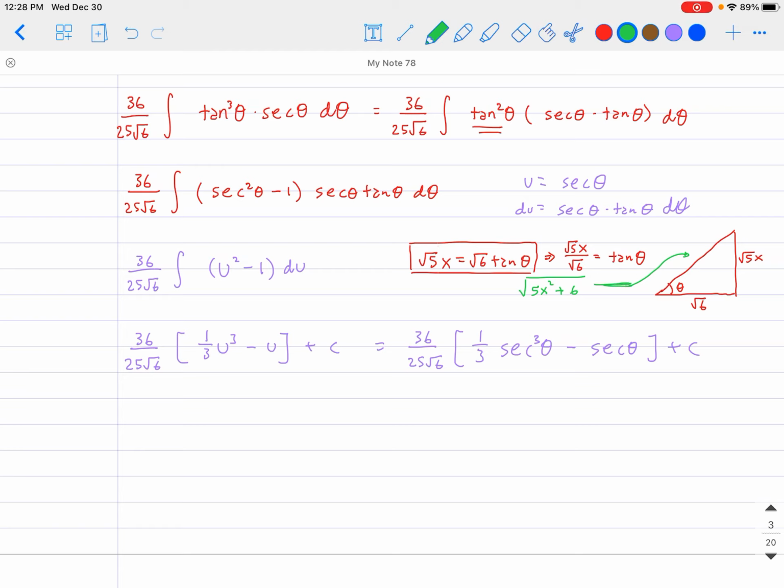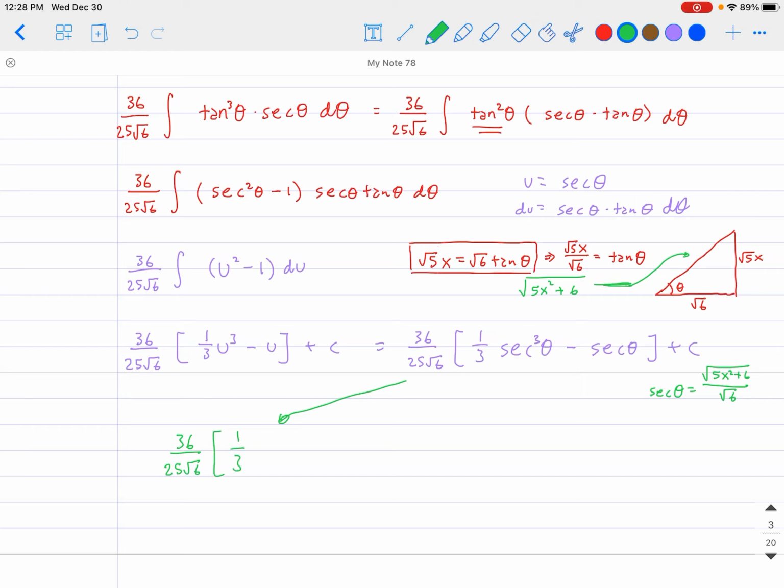So now according to this triangle that I just drew, I need to figure out what is secant of theta. Secant of theta is supposed to be equal to 1 over cosine, so that means it's the hypotenuse and the adjacent that's involved. More specifically, it's the hypotenuse over the adjacent. So then that means it's going to be the square root of 5x squared plus 6, all divided by root 6 then.